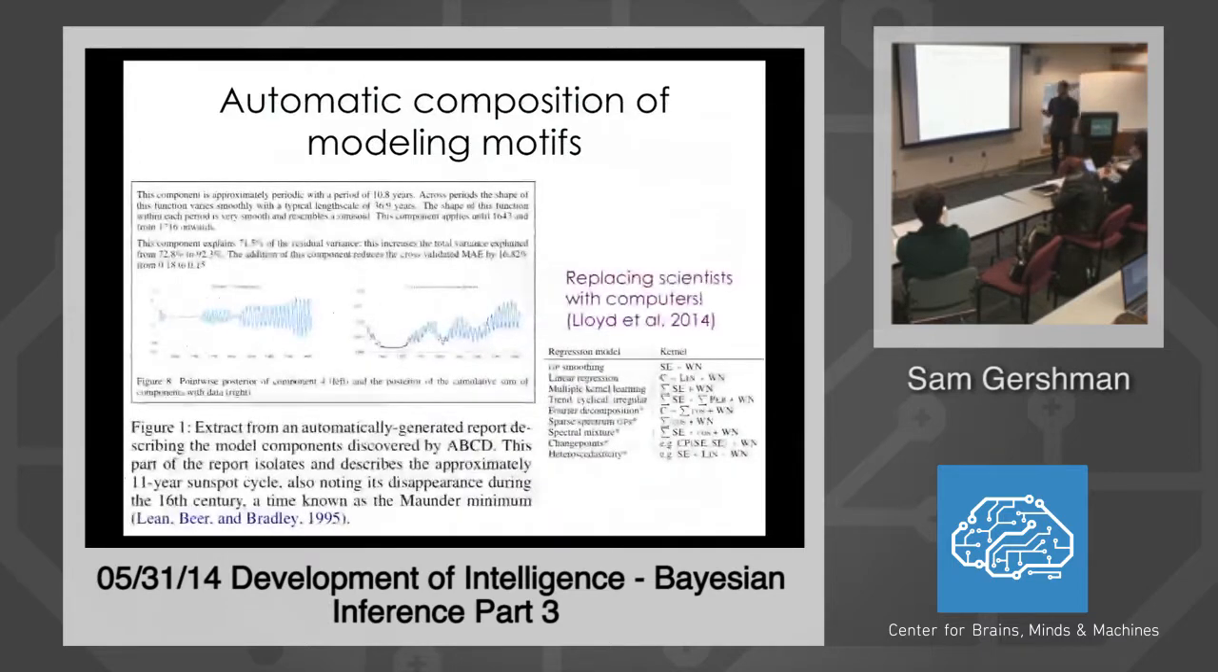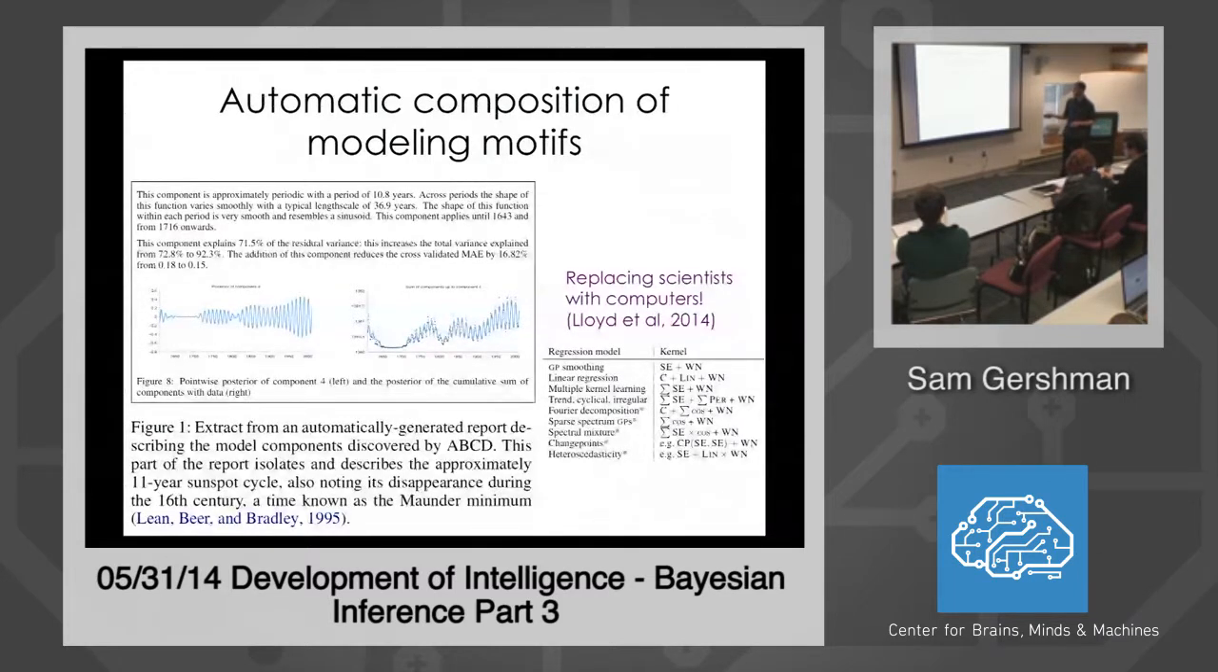Even more interesting, I think, is the follow-up work to that: how far can we actually go with this? Can we basically replace scientists with computers? So I can have my automatic structure discovery algorithm, which I give some data, it finds structure, and then I write a paper about it. But maybe I don't even have to write the paper. And that's actually exactly what they did.